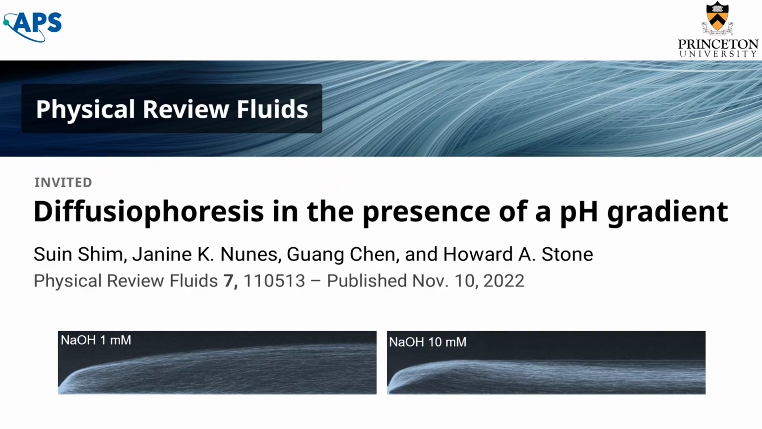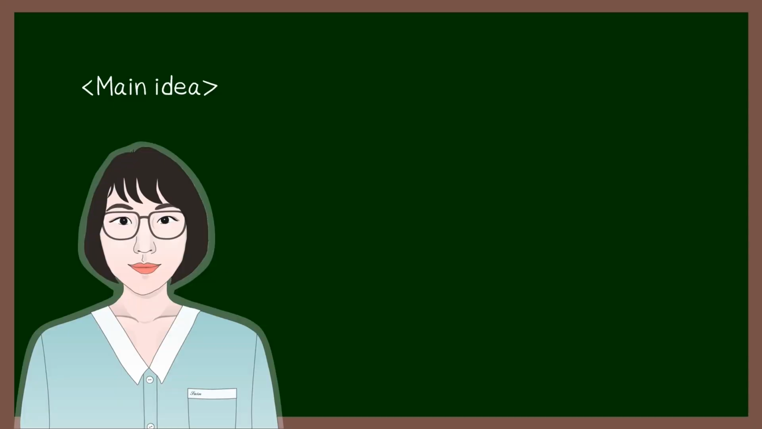In this video, I'll discuss my recent paper, Diffusiophoresis in the presence of a pH gradient. The work is original and it's part of the special collection Interfacial Active Matter in Physical Review Fluids. It was published in November 2022. The main theme of the study is diffusiophoresis in the presence of pH gradients.